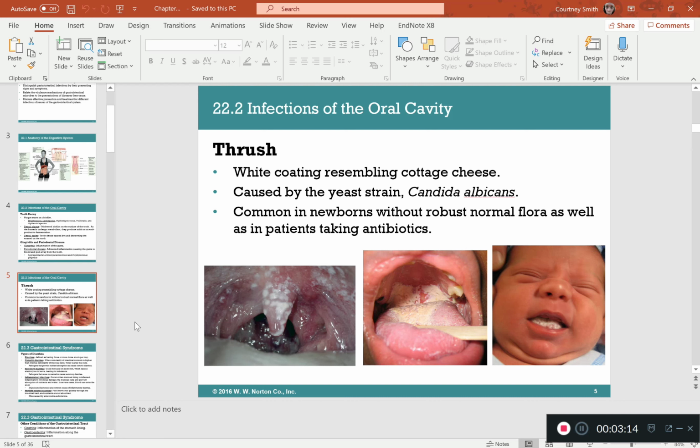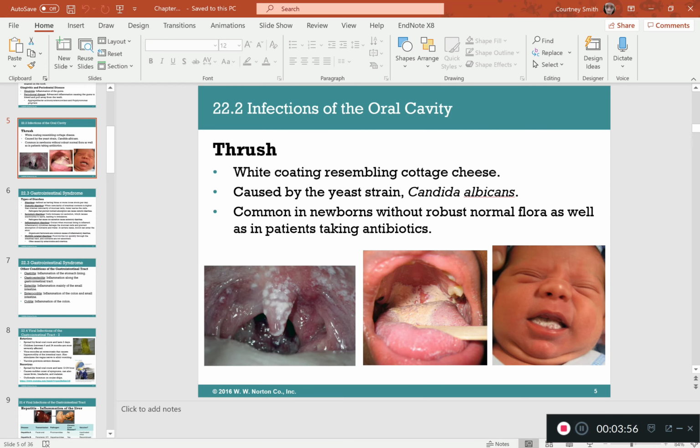Let's talk about oral thrush. Oral thrush is a fungal infection. It's commonly caused by Candida, and it is very common in newborns because they don't have their robust flora yet, as well as in patients who are taking broad spectrum antibiotics. The big thing with oral thrush is a white mucosa, cottage cheese, milky appearance. It's very common and easily treatable. You just treat it with some antifungals and you're good to go, or a lot of times it'll self-resolve. Let me go back to the list.